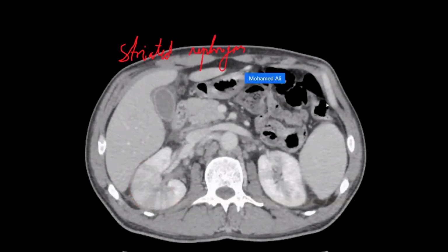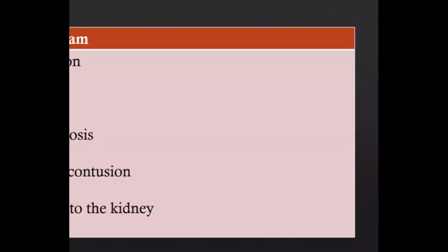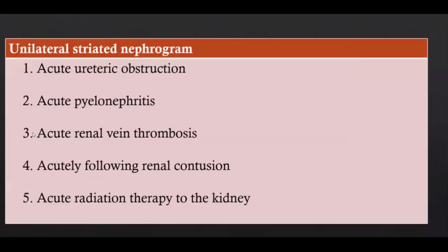What are your differential diagnoses? My top differential diagnosis would be pyelonephritis. And this could be due to renal infarcts, renal vein thrombosis or any obstructive uropathy. Very nice. Those are the differential diagnoses of a unilateral striated nephrogram.